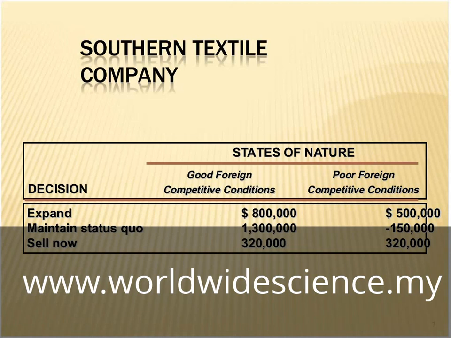Okay, so if you maintain the machinery and the state of nature is poor foreign competitive condition, you will lose 150,000 US dollars. There is no profit for the company. There is loss for the company. Okay, so the other operation managers. This is an example, okay? For example, the operation manager in this company has calculated that if we maintain this situation, we will lose money.